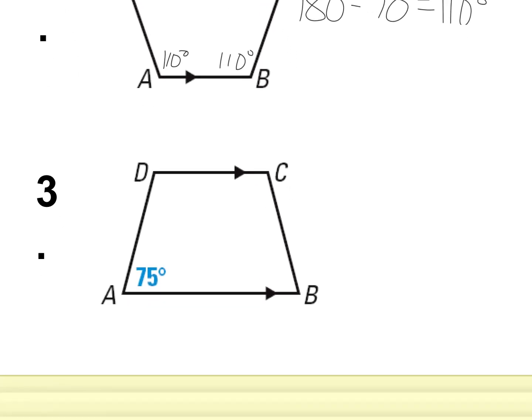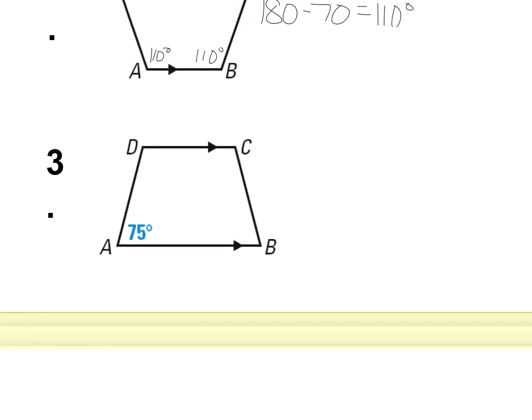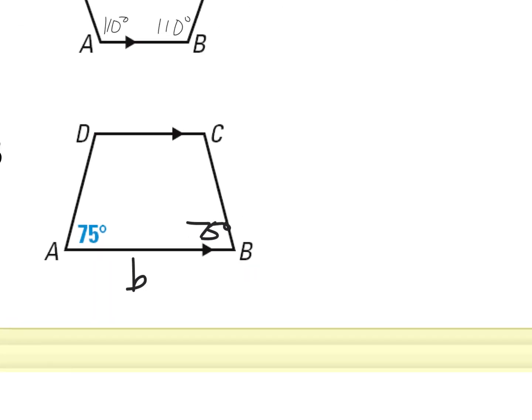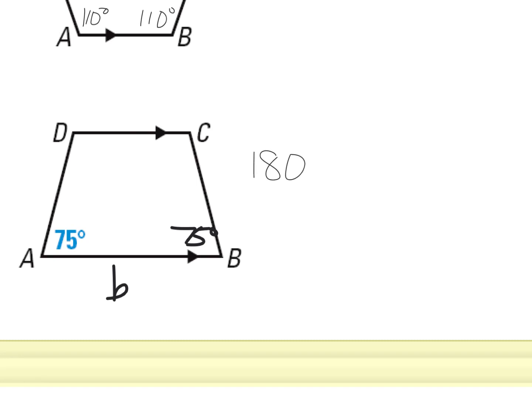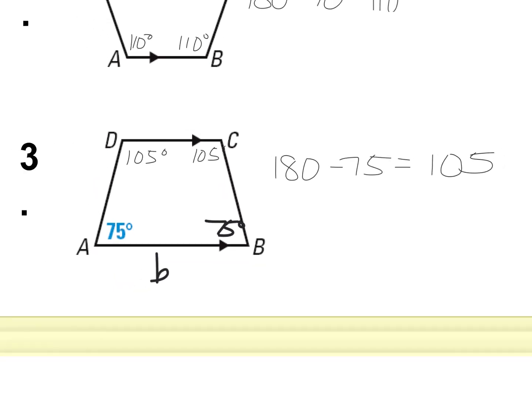Okay, last one, looking at number 3. We know angle A is 75. Which one matches? Why does B match? It's straight across. What else? It's next to it, and it's connected to the same base. Okay. How do we find D and C? 180 minus 75 to give us 105. And that's both of our top angles. So the same angle pairs are connected to the same base.